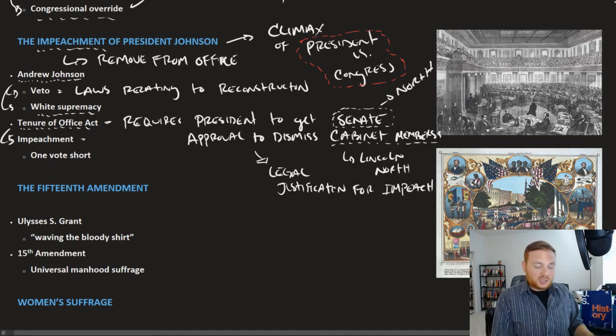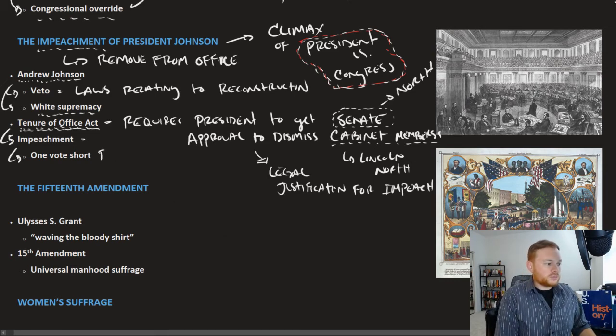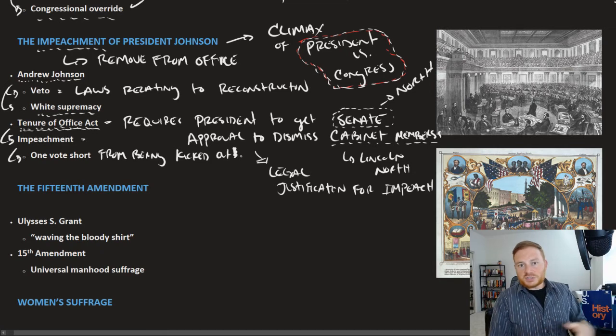So technically, Johnson is getting impeached for violating this law, for dismissing a cabinet member without Senate approval. The real reason Johnson is getting impeached is because of this battle we've talked about in the past couple of sections over Reconstruction. At the end of the day, Johnson is not removed from office. He is one vote short of being kicked out. Essentially, the way that impeachment works is that to be impeached means that simply a vote will be held. This is a picture of the impeachment proceedings.